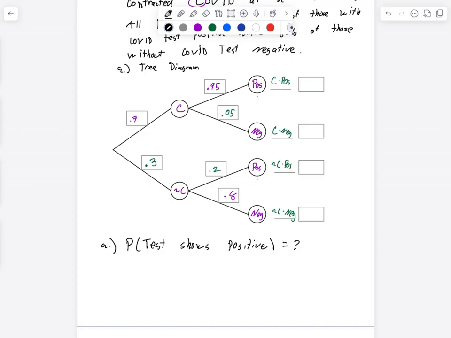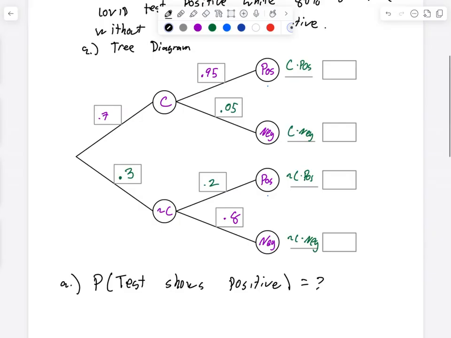0.7 times 0.95. 0.6... 665? Yeah, that sounds right. 0.035. 0.15, I think. 0.006. 0.06. 0.024. 0.24. Almost those zeros. Sometimes you're adding those zeros and they're not, so we always use them.